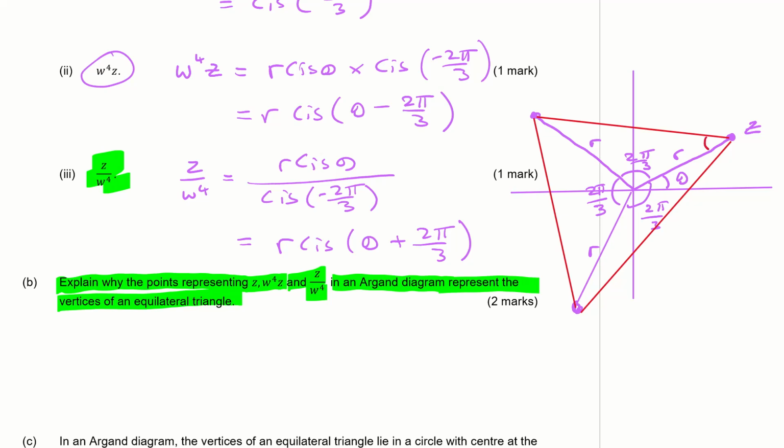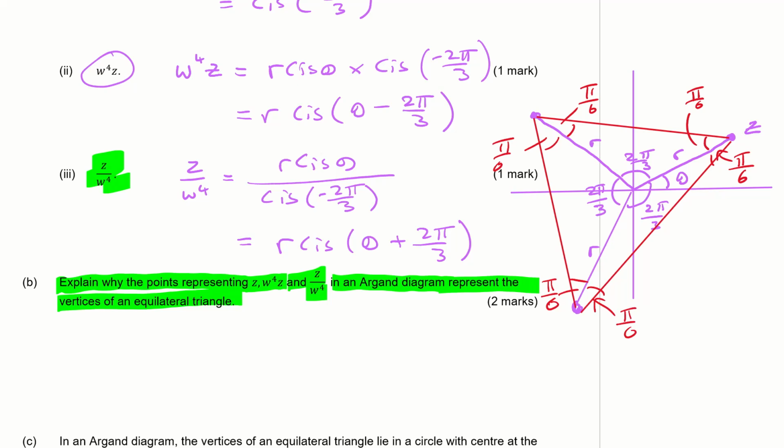each of the little angles in here, because of the 2 pi by 3 in the middle of those triangles, each of those is going to be pi by 6. So every single one of those is pi by 6. And therefore, the angle at each vertex of the triangle is pi by 3. So we have an equilateral triangle. So the diagram is good.